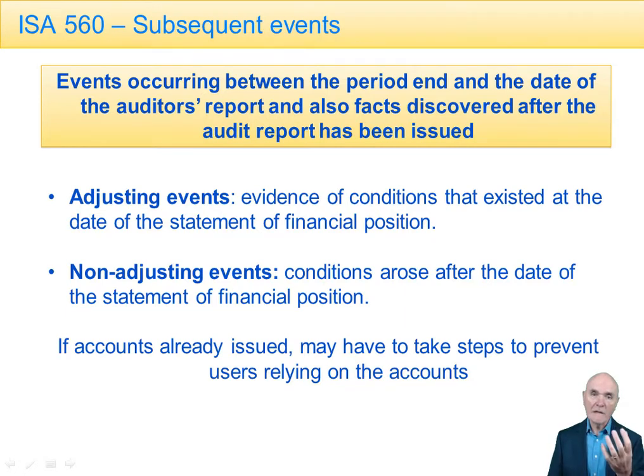So the debt was worthless then, and the subsequent event is really the evidence arising on the 31st of January, which tells us it was worthless on the year end. And that would be an adjusting event. What we're saying is we should really write off that debt, that $250,000. At the year end, it shouldn't be figuring there at this value.